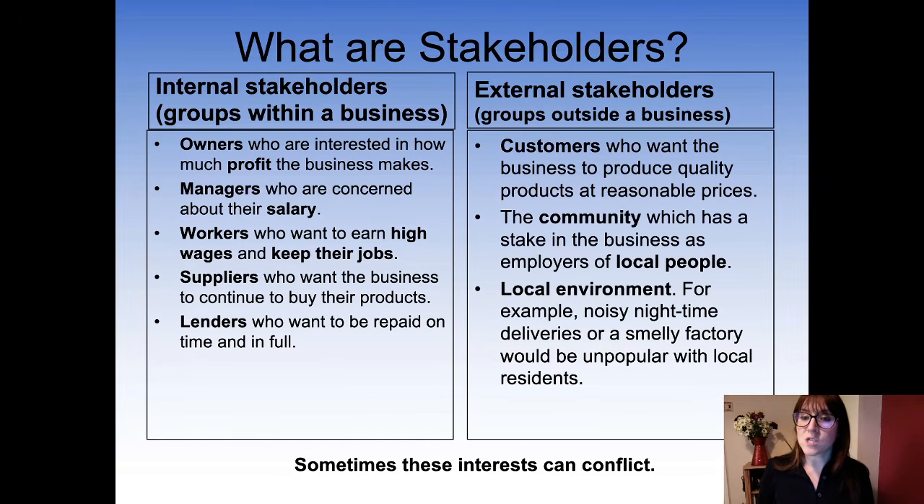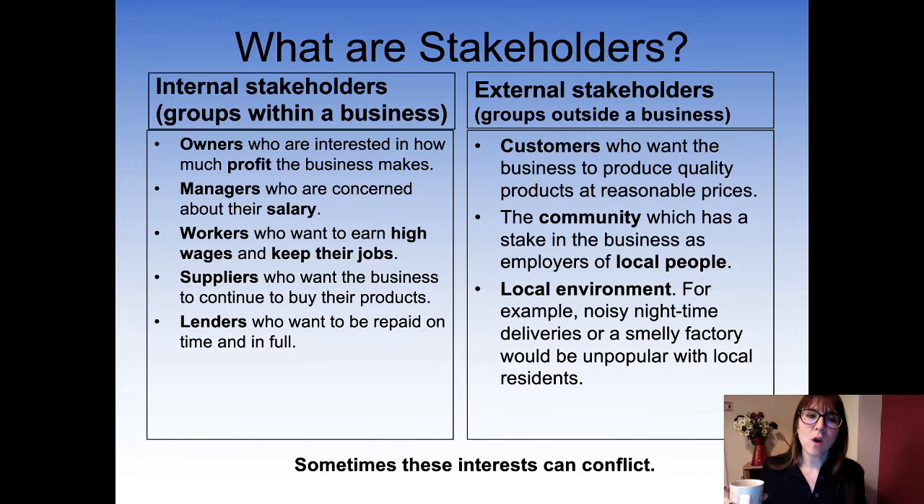External stakeholders, these are people outside, so like the customers want to know that there's quality products, the community and the local environment. You don't want, for example, a noisy factory or pumping pollution into the sea. So stakeholders, again, a business has to consider these, and sometimes the interests of the internal and the external stakeholders can conflict. Also, sometimes shareholders and stakeholders can conflict.